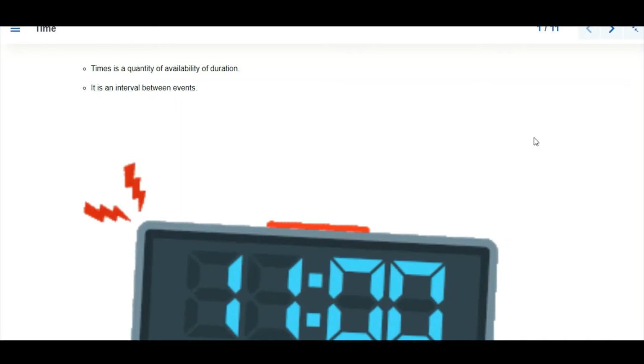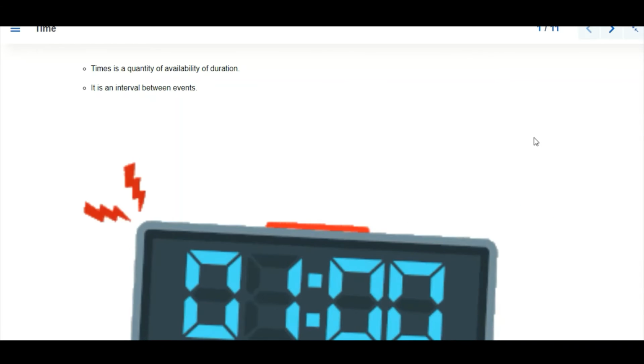Time is a quantity of duration, and it is an interval between events. So an interval between events or the occurrence of an event, we refer to it as time. You can look at this picture. This one is just telling us the different times that we have.